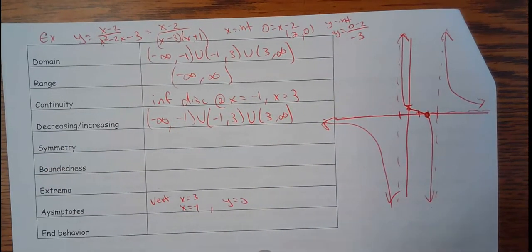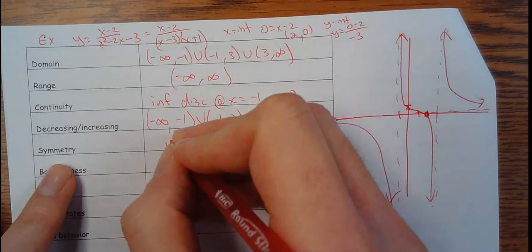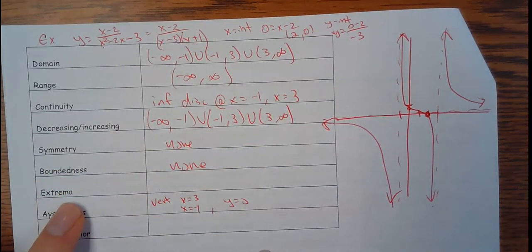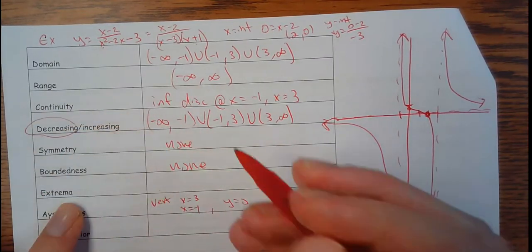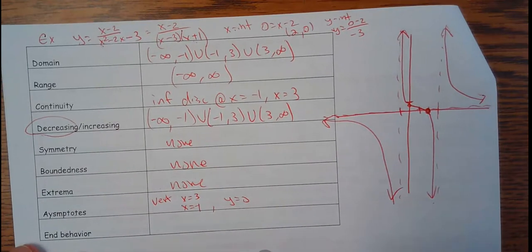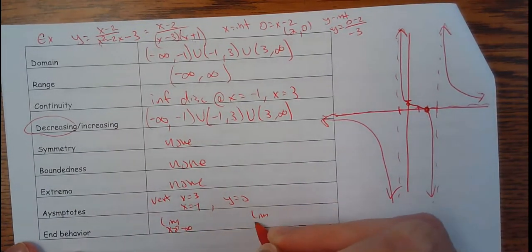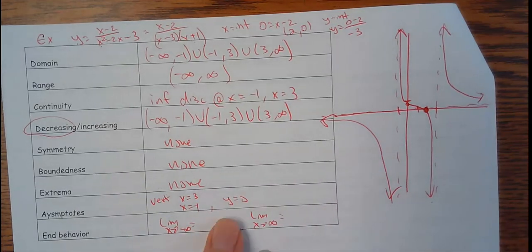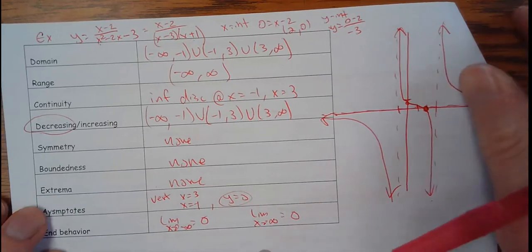The symmetry, there's no symmetry there. It's not symmetrical about the x-axis, y-axis, about the origin, nothing. Boundness, there's no bound. There's nothing keeping it from going up and down forever. Extrema, well, it's always decreasing, so it can't have any extrema, so none. And then that end behavior, so the limit as x approaches negative infinity, the limit as x approaches positive infinity, that end behavior asymptote tells me the answer right there. So 0 and 0.